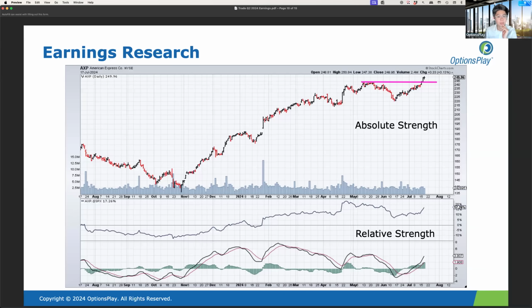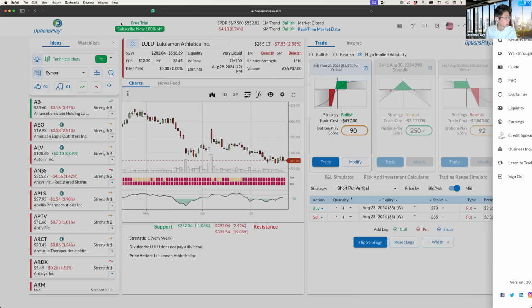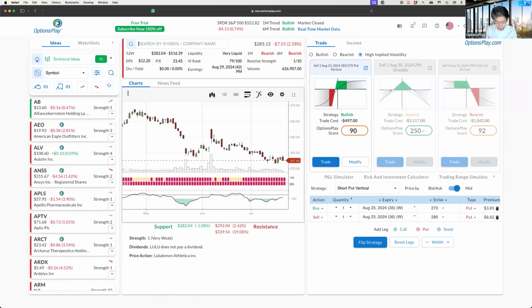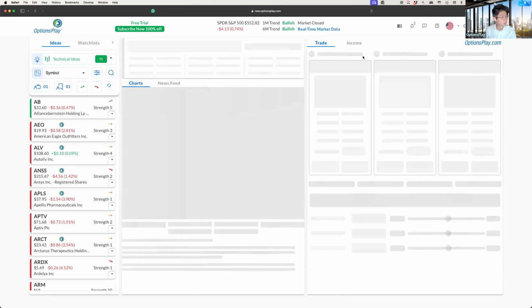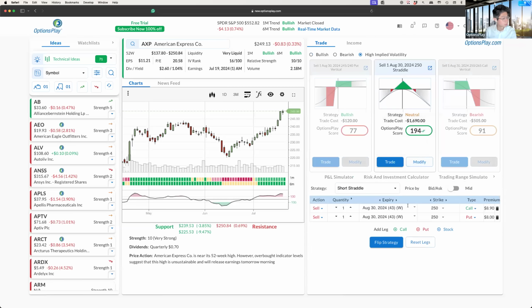Can you show the calculation for the expected move using a straddle? Sure. So expected move is simply taking the straddle. So let's look at American Express just for argument's sake, right? American Express expires tomorrow. We'll take the at the money straddle that expires this Friday.